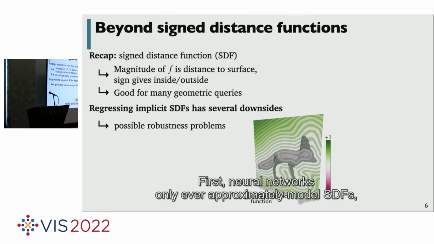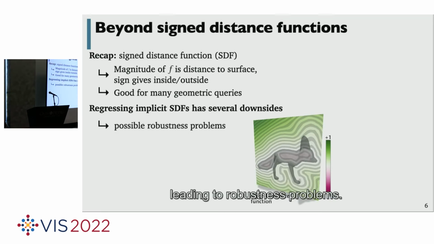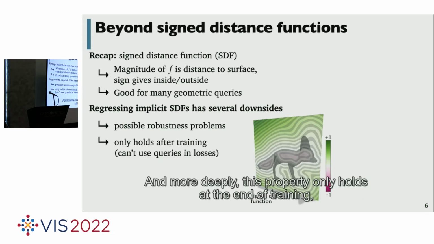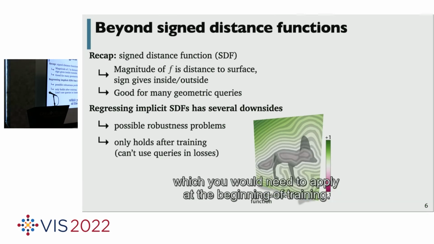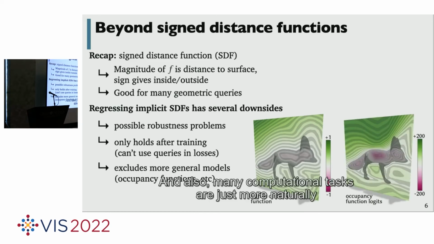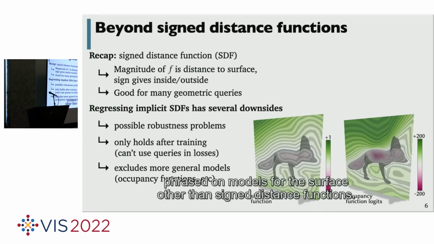First, neural networks only ever approximately model SDFs, leading to robustness problems. And more deeply, this property only holds at the end of training, so you can't use it in loss functions, which you would need to apply at the beginning of training. And also many computational tasks are just more naturally phrased on models for the surface other than signed distance functions.